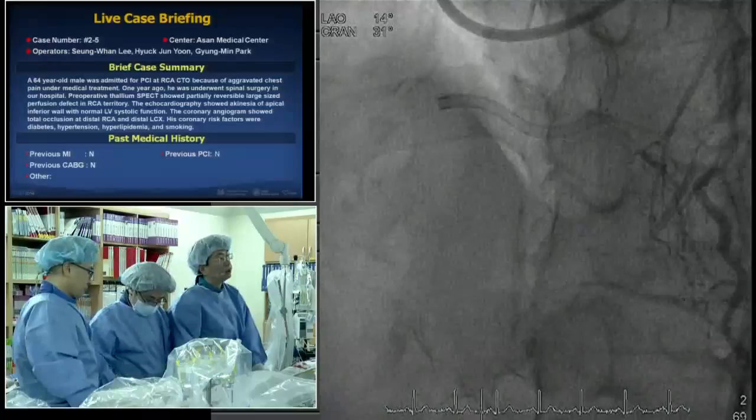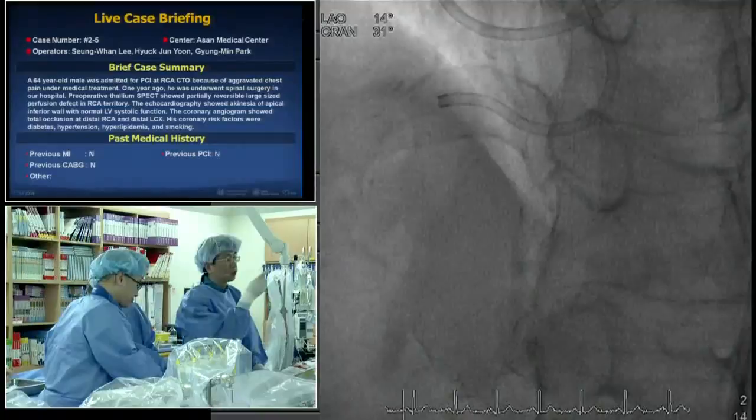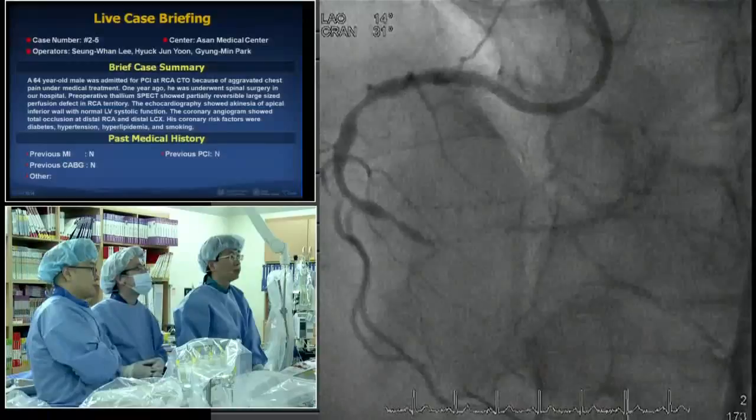In this view, we can clearly see the micro channel. You can see? Yeah, we can see. Yeah, I'm lucky, very lucky. And next.